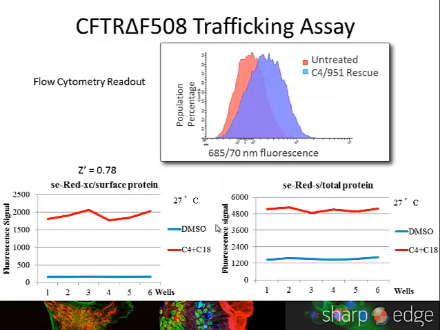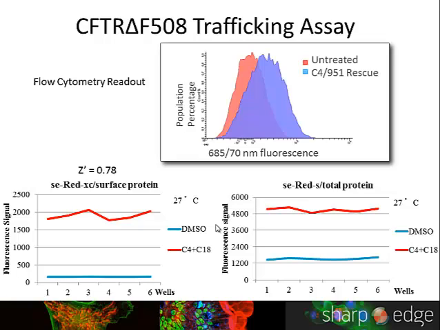And for running the assay, we use flow cytometry as our readout. And in this graph, you can see we have the untreated population, or the cells treated with just DMSO, and these are the cells treated with the corrector compounds. You see the shift of the mean fluorescence intensity.